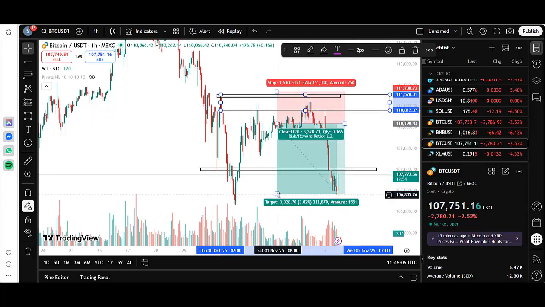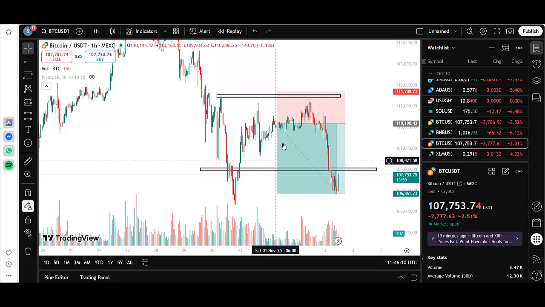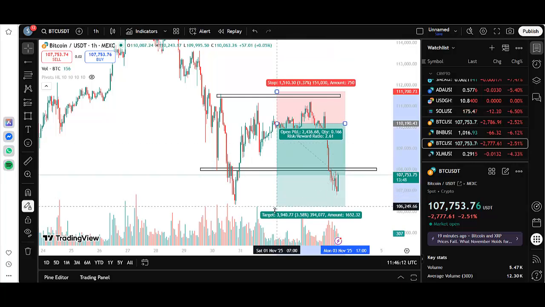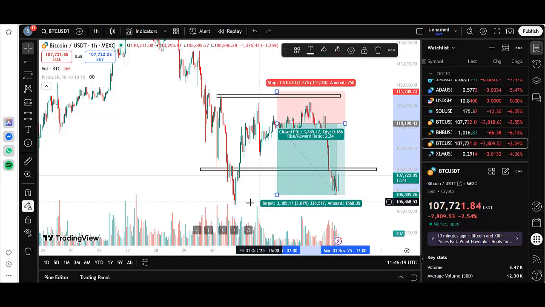And so you see where I placed my stop loss. Initially, I should have placed my stop loss beneath this level, but I just knew that the market might decide to just come here and then change character. So to be on the safer side, I'll just place it somewhere here, right? And then it was a cool 1 to 2 risk to reward.